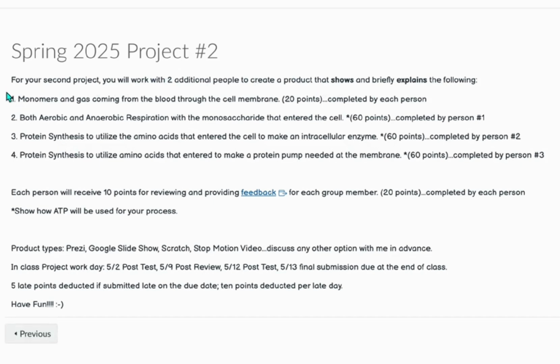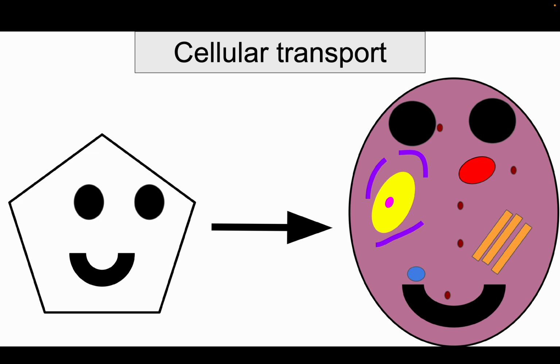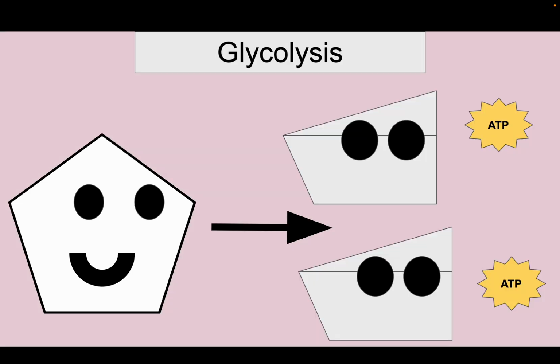Okay, good. Animal cell. We can do both aerobic and anaerobic. Oh, come on! How anaerobic respiration happens: the monosaccharide goes into the cell. Glycolysis happens.